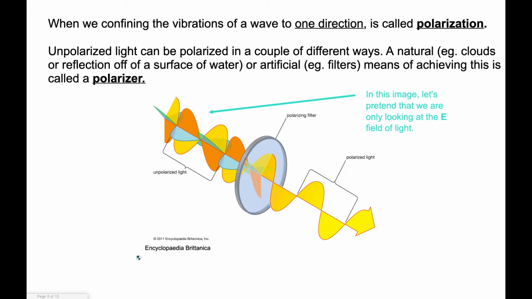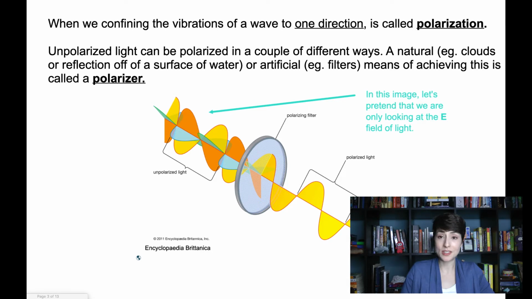You can actually do this with unpolarized light a couple of different ways. One of the best and most efficient ways of doing this is using a filter, something called a polarizer. You can also do this naturally. Light will naturally scatter off clouds in the sky and become somewhat polarized. It'll also bounce off certain surfaces like the surface of water and can become partially or completely polarized.